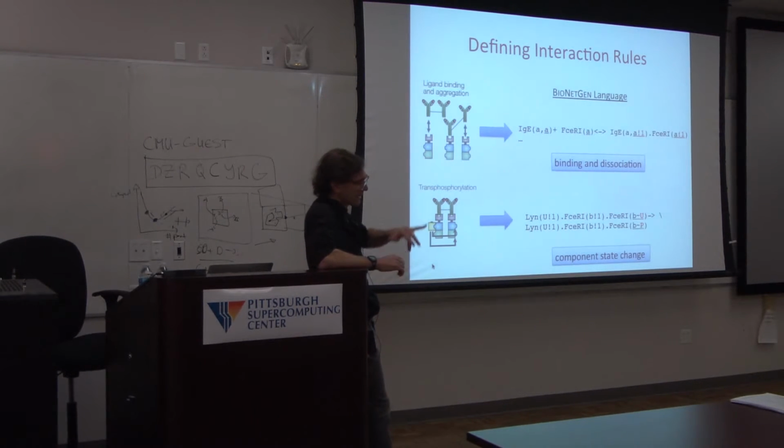If you had 4 sites, it would make 5 species, because you can have 0, 1, 2, 3, or 4 sites phosphorylated, but it wouldn't make 2 to the 4 species for those. It's a big part of the trick that makes it compact. So you don't have to write down 28 million.